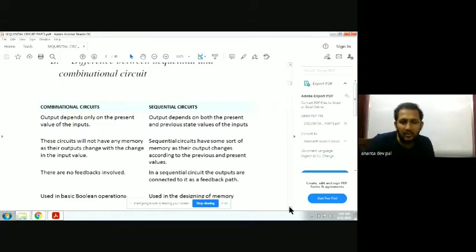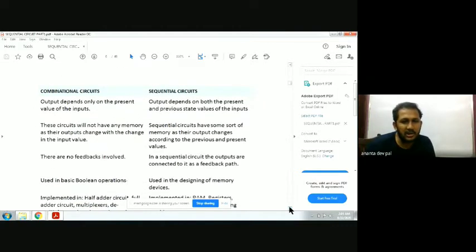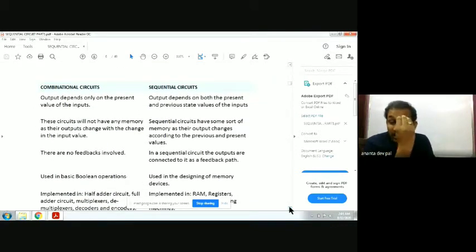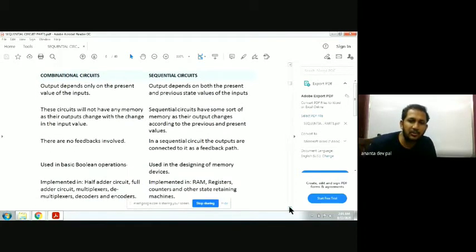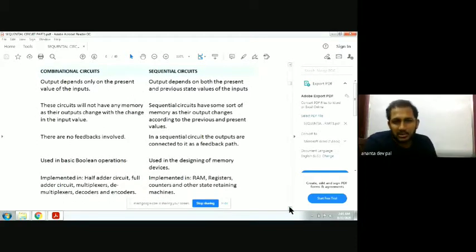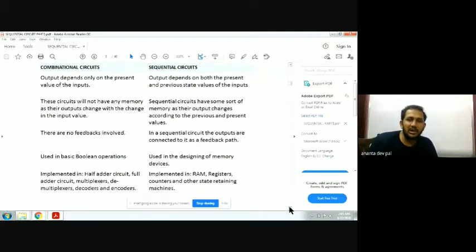There is no feedback involved. It directly produces output. In sequence circuit, there is a signal feedback path from output back to inputs. Combinator circuit is used in Boolean operations, sequence circuit is used in memory devices, and combinator circuit is less costly to design. Sequence circuit is more complex to design. Combinator circuit is cheaper. Sequence circuit is costlier. Examples of combinator circuit are full adder, half adder, multiplexer, demultiplexer, decoder, encoder, comparator, etc. In sequence circuit, examples are RAM, registers, counter, and other state machines. So these are the basic differences between sequential and combinator circuit.